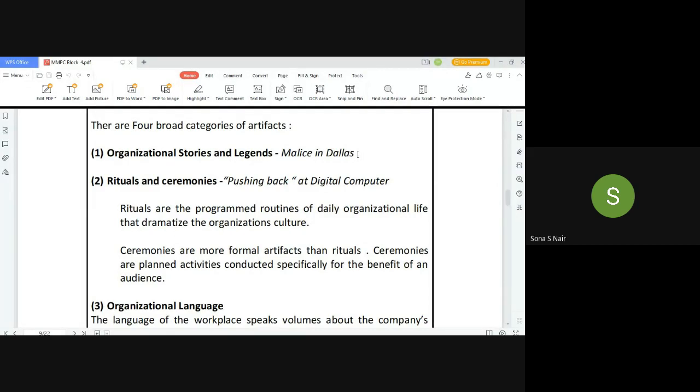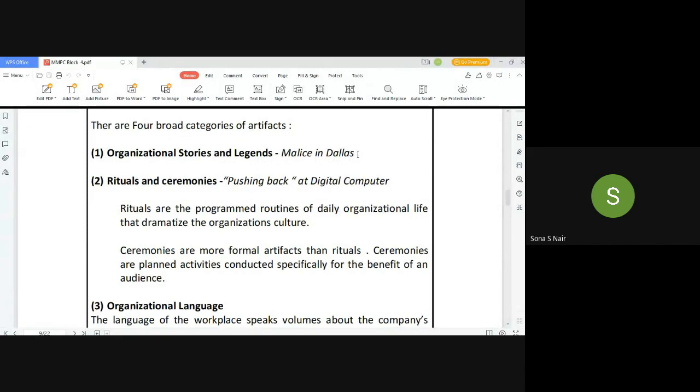Rituals and ceremonies. There's also an example I came across. This was about an individual who joined a firm called Digital Computer. I'm not sure from where, but the example is more important than the place and the organization. He observed that in this new organization, he came from an organization which was very silent, calm and composed. And in this organization, people were always shouting at each other and pushing, and making their points clear, always getting into arguments. So it was a culture shock to him.